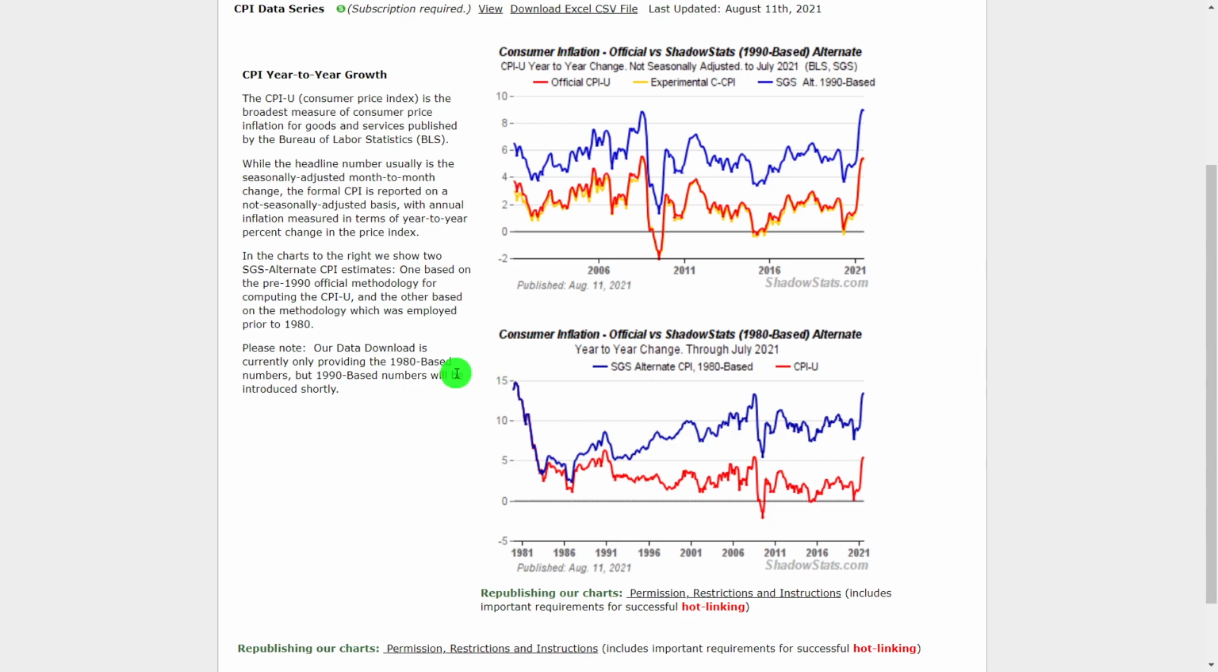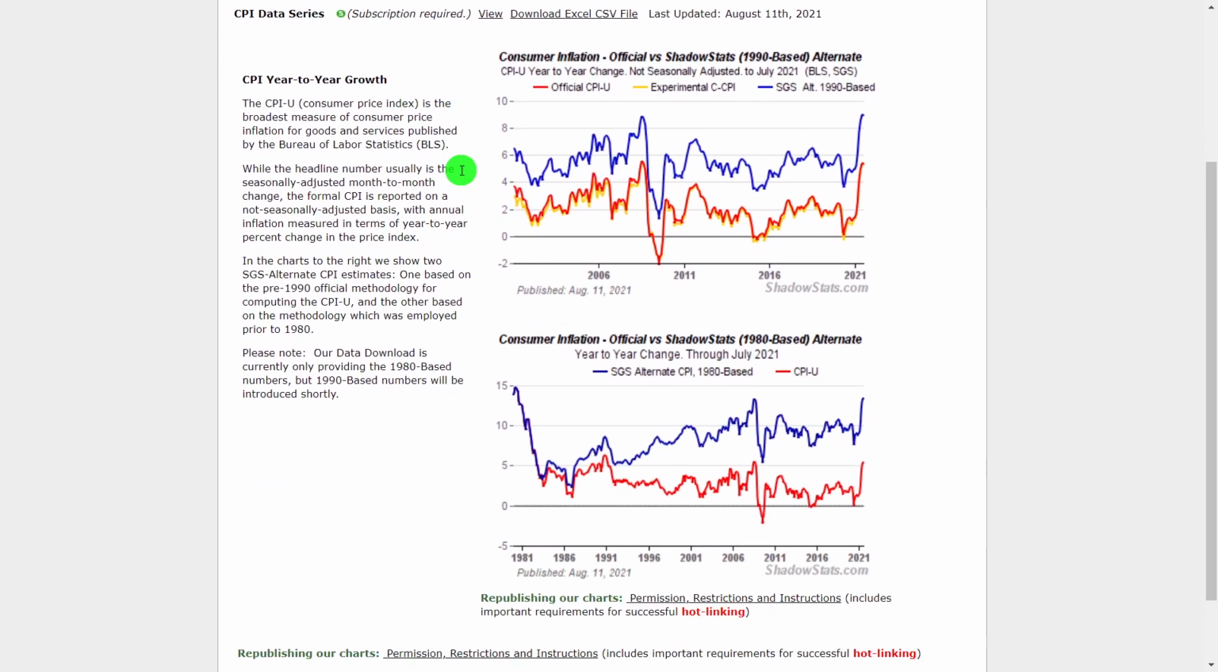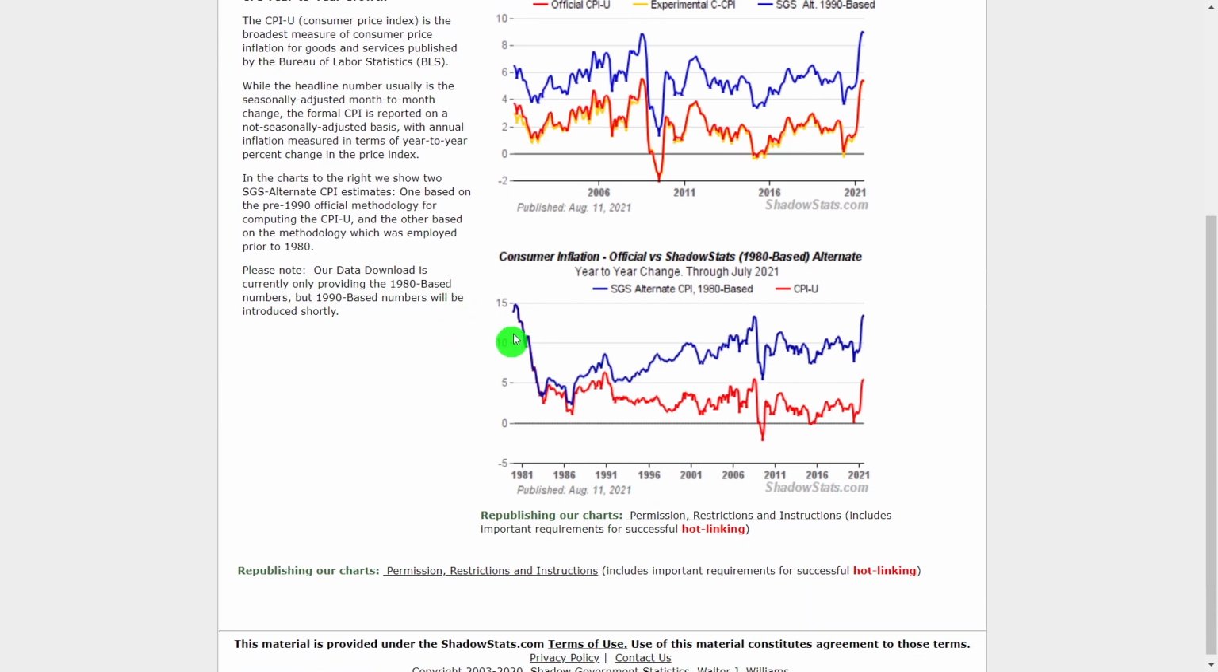This is from shadowgovernmentstatistics.com, and this is some inflation charts. And you can see here, this is the inflation over time, the Consumer Price Index in red, and the SGS alternate in blue. And where are we right now? We are here, and where, if you were to look at this, does it look pretty darn similar?